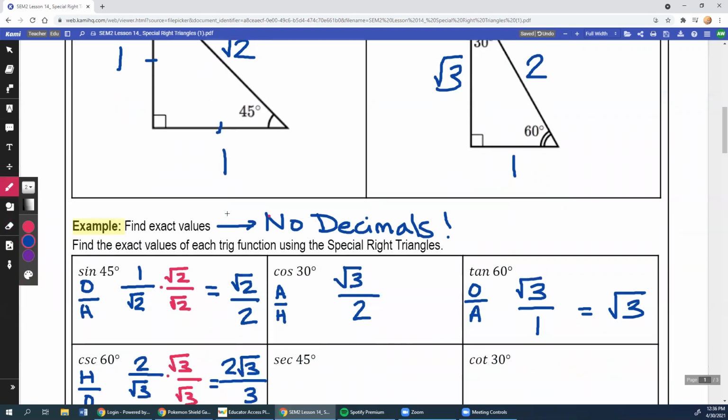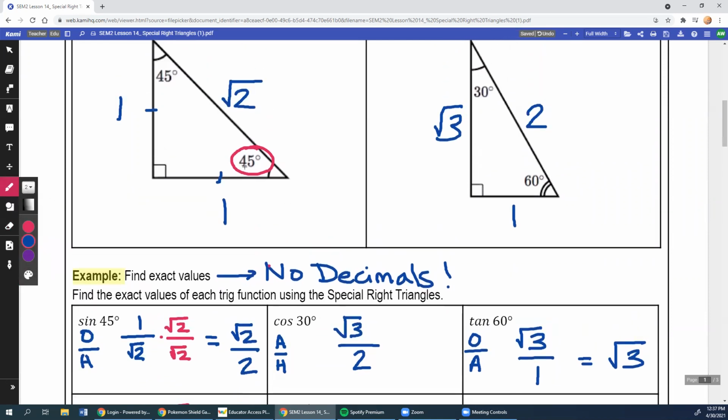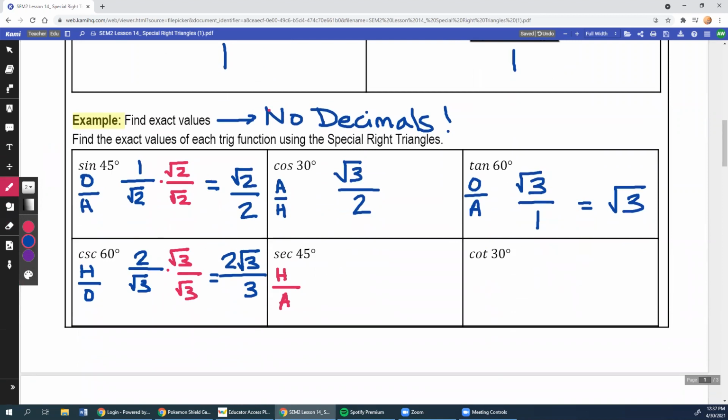All right, let's look at our next one. Sorry for so much scrolling up and down. Secant of 45. So we're back here. Here's our 45. Remember, secant is hypotenuse over adjacent. If we look here at our 45, hypotenuse is radical 2 over adjacent, which is 1. So radical 2 over 1, and I'm going to write it as radical 2.